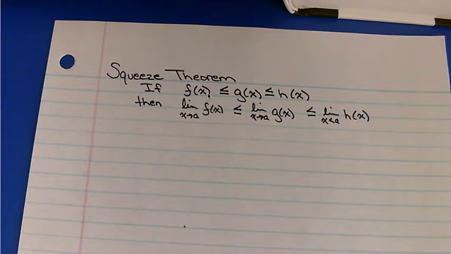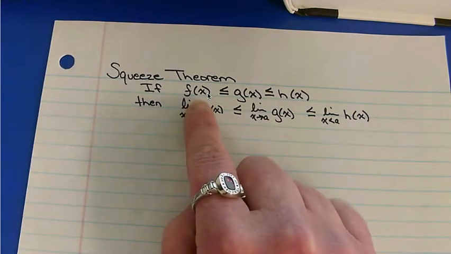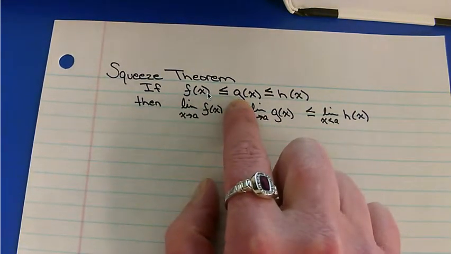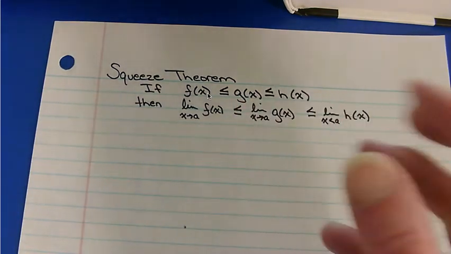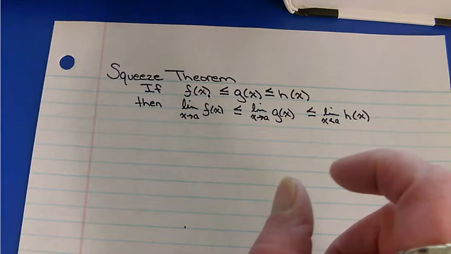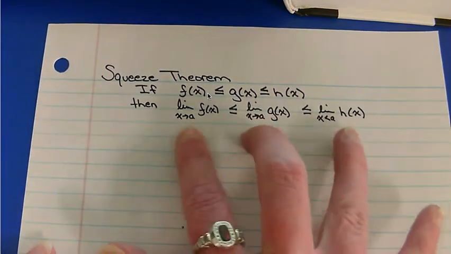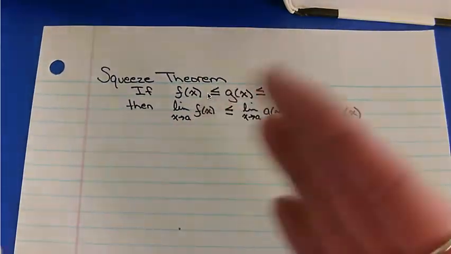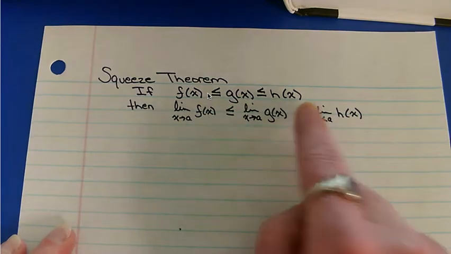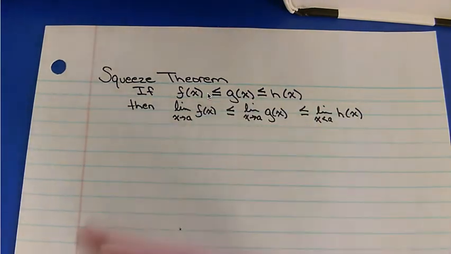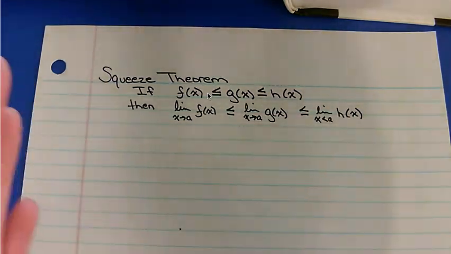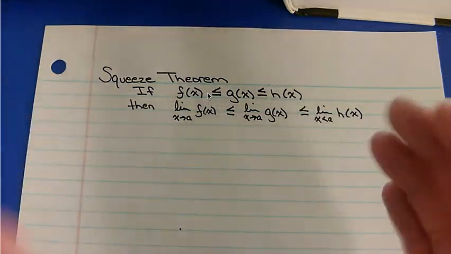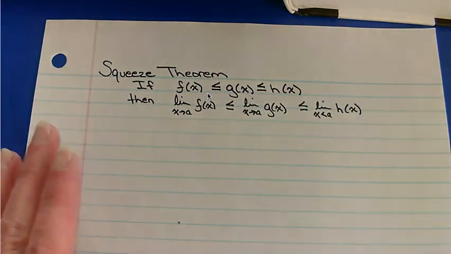It says that if f of x is less than g of x, which is less than h of x, in other words, g of x is in between two other functions, then their limits will also be in that same order. Well, that makes sense if the y values are in between each other in that order, smallest, middle, top, then we can squeeze the limits together as well.